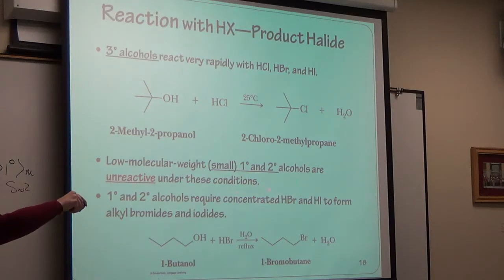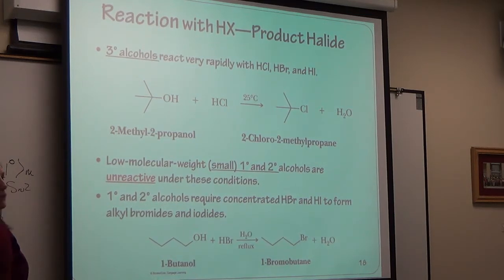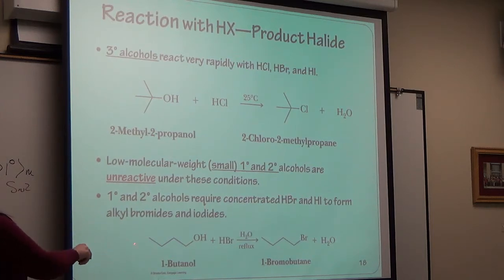Now, what about small one, secondary, primary, right? Okay, under these conditions, because we are saying this is Sn1, is it going to happen? No. Does that make sense? Because we're saying this is Sn1. I'm going to show you the Sn2 counterpart to this. But the way it's drawn, if you had a small secondary or small primary, it would not happen this way. Okay? They must undergo the concerted mechanism down here.